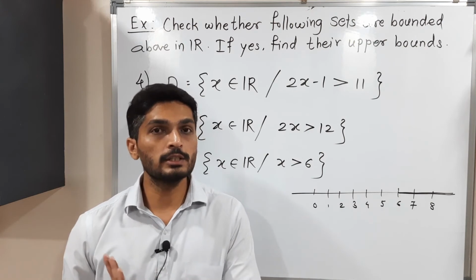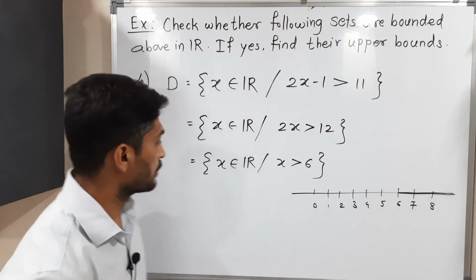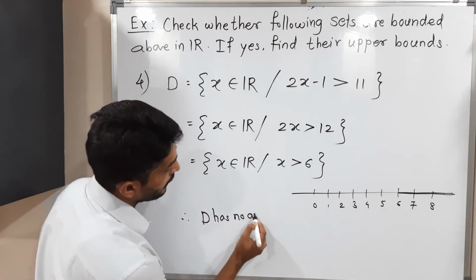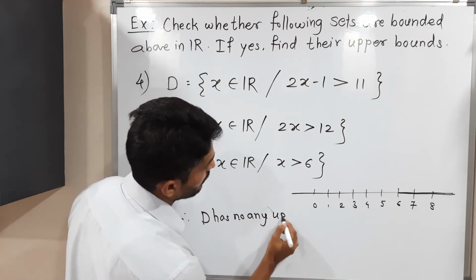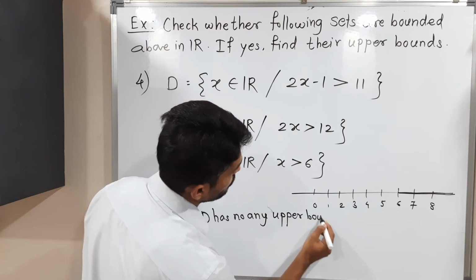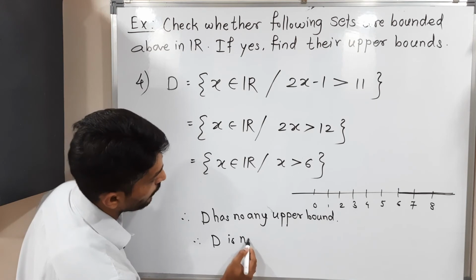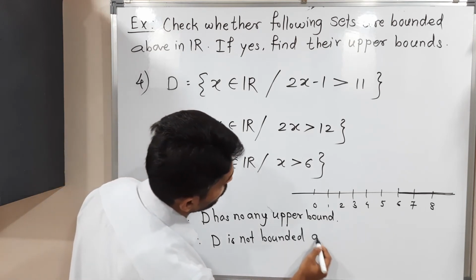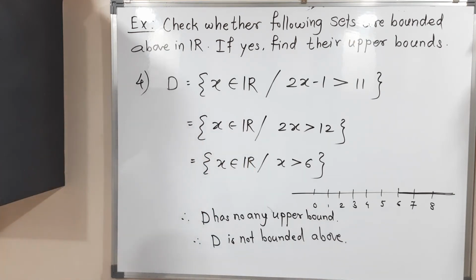Getting? So there is no any upper bound. So it will not terminate anywhere. Getting? So therefore D has no any upper bound. So therefore what can we declare? Therefore D is not bounded above. So therefore given set D is not bounded above. Okay, so make a screenshot of it, then we will go further.